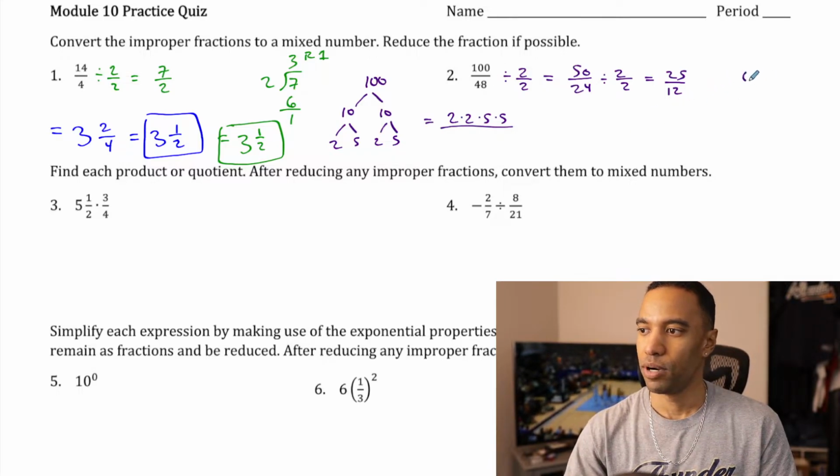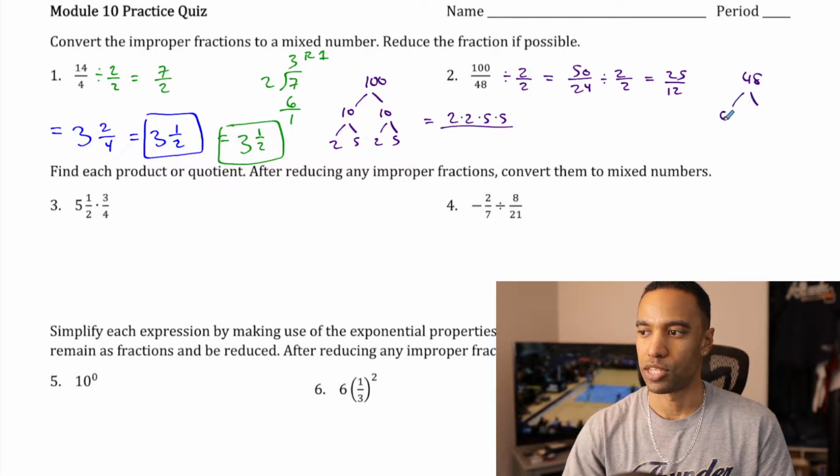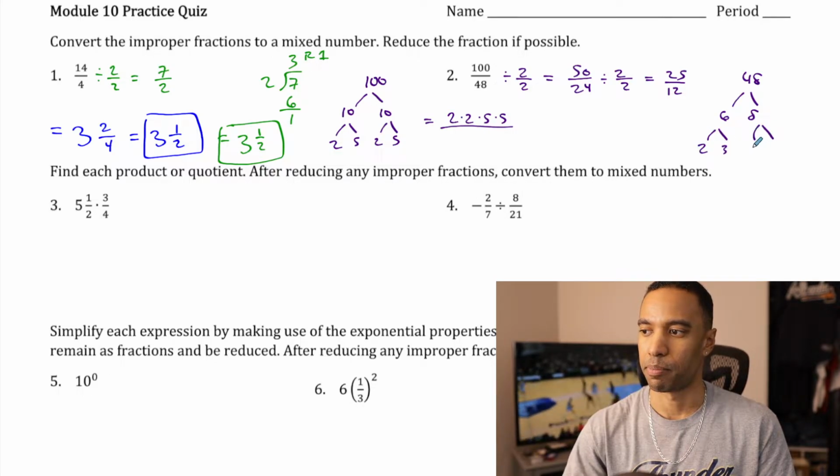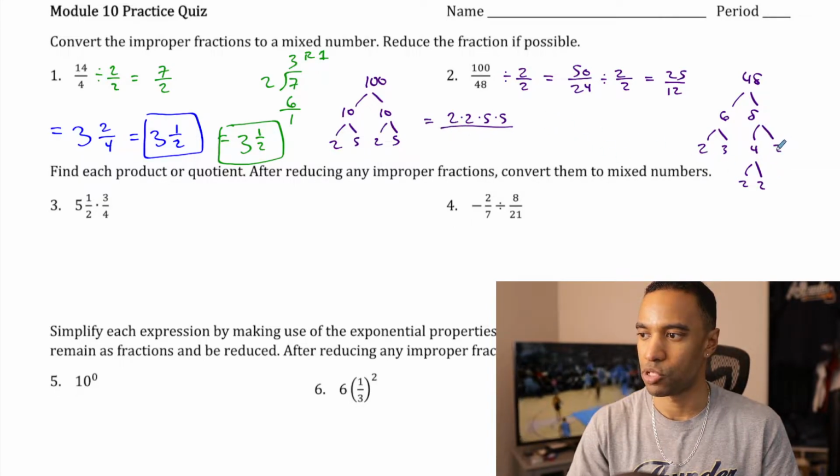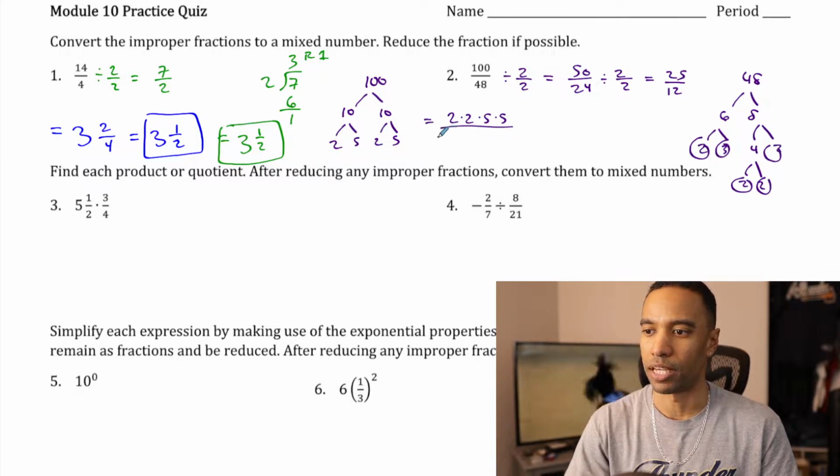48 can break up into, let's say, 6 and 8. And 6 can break up into 2 and 3. 8 breaks up into 4 and 2. And 4 breaks up to 2 and 2. So 48 is 2 times 2 times 2 times 2 times 3. These prime factors here are a breakup of that: 2 times 2 times 2 times 2 times 3.